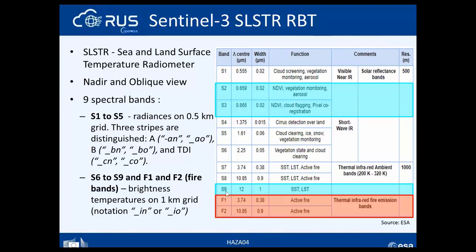And then there are another 3 bands, 7 to 9, which are the thermal infrared bands at 1 kilometer resolution, given as brightness temperatures. We also have 2 dedicated fire bands called F1 and F2, and they are dedicated to high temperature event monitoring at 1 kilometer resolution again.